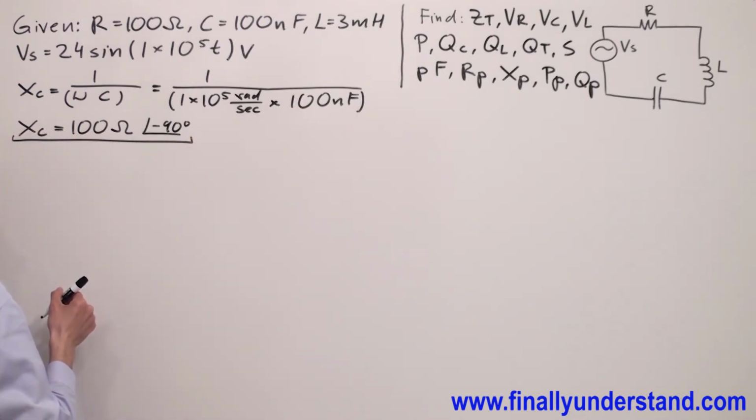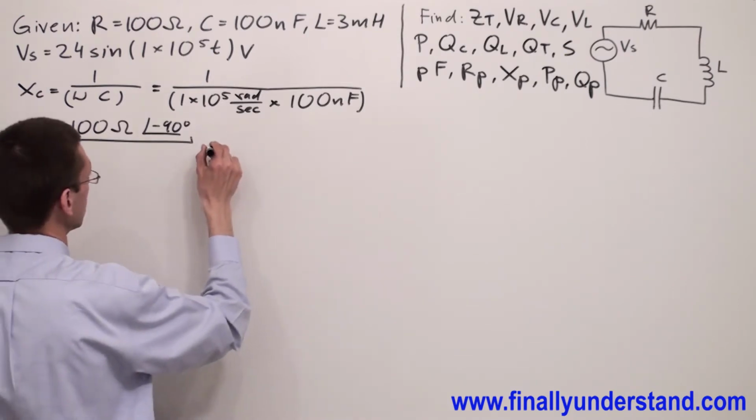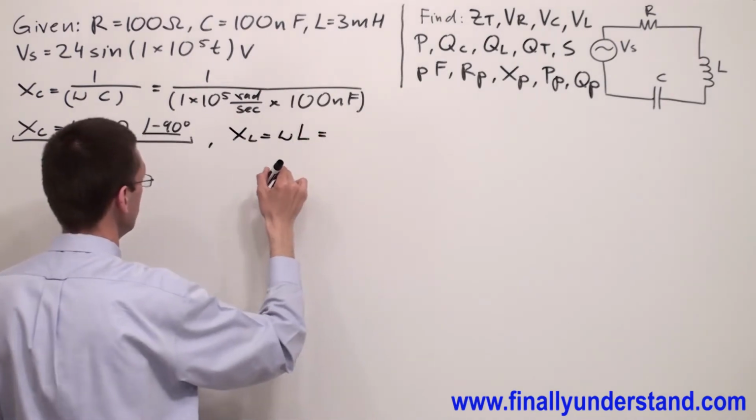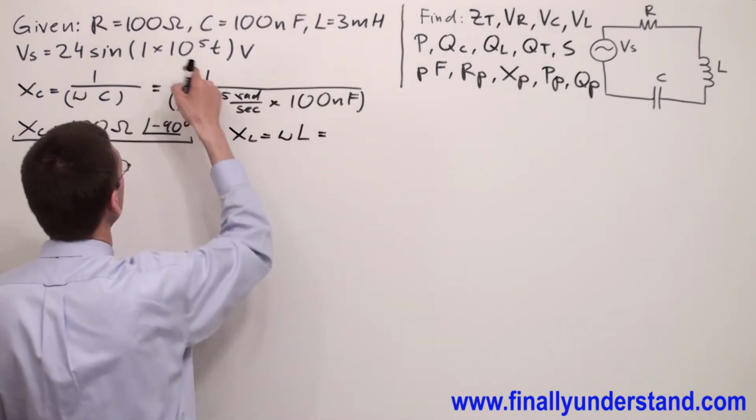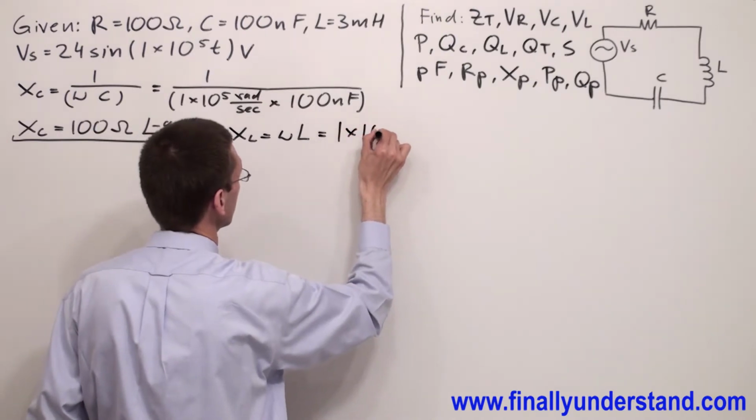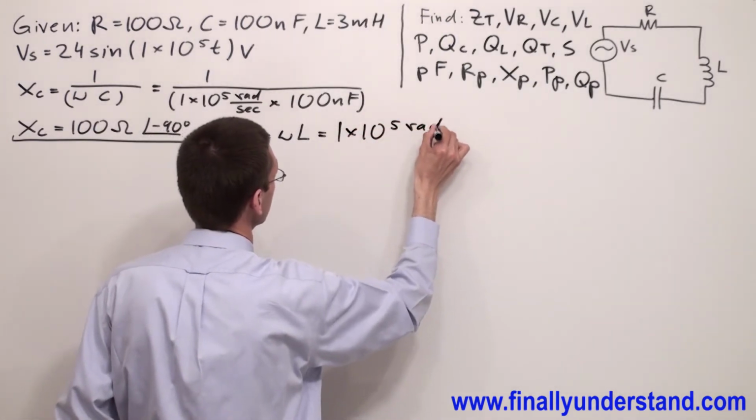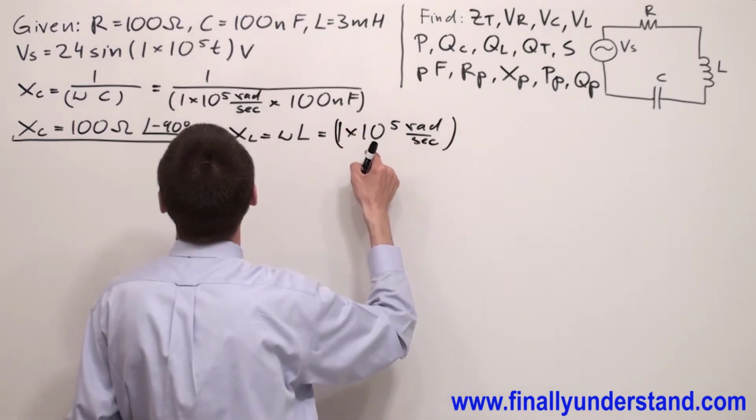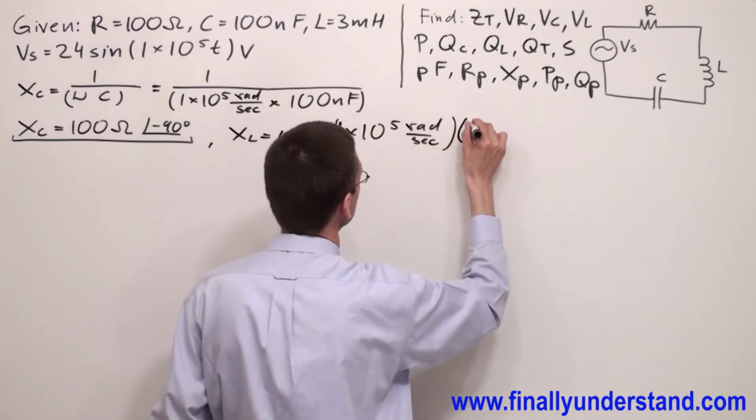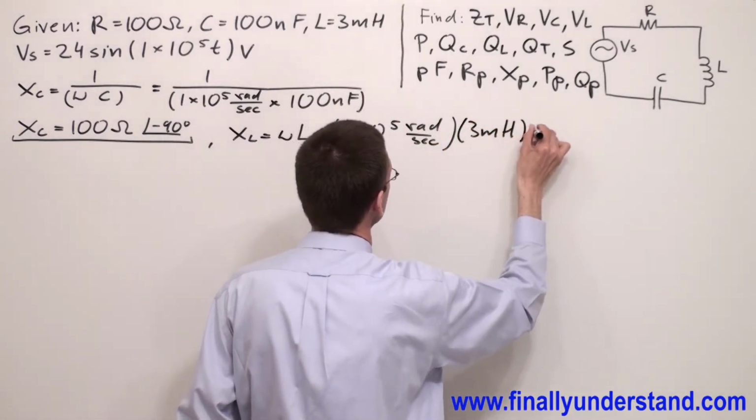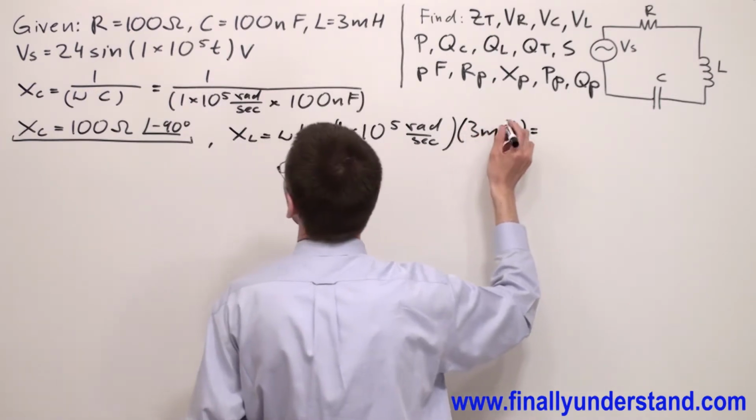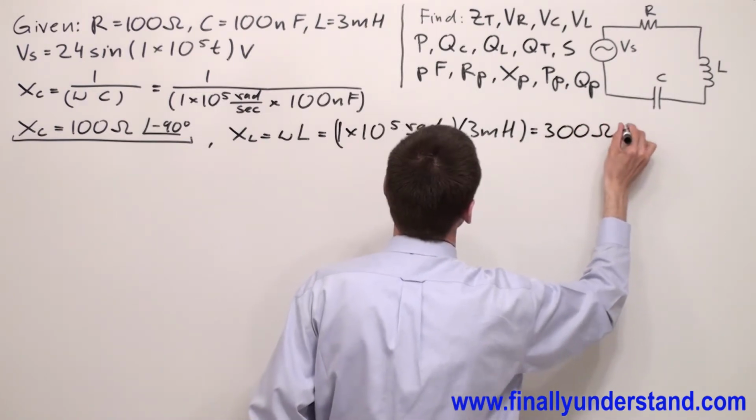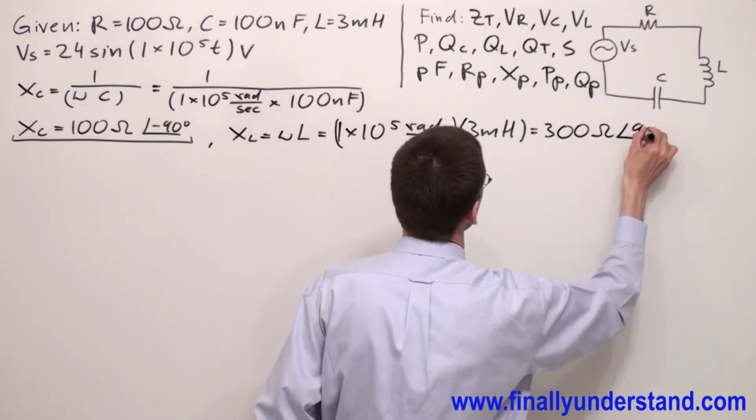Next, I'm supposed to find X of L. I'm going to write over here. X of L is equal to omega L. Omega is equal to 1 times 10 to the 5th, of course, radians per second, times L, which is equal to 3 millihenries. This is equal to 300 ohms and angle of 90 degrees.